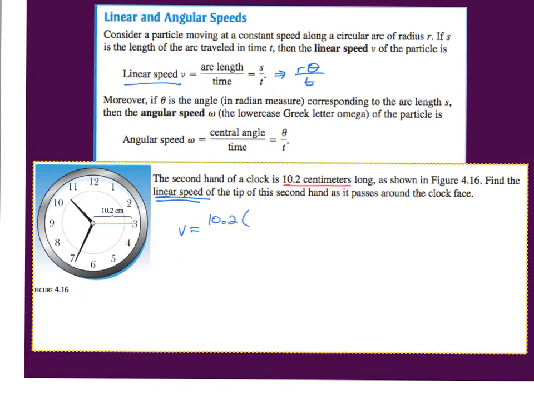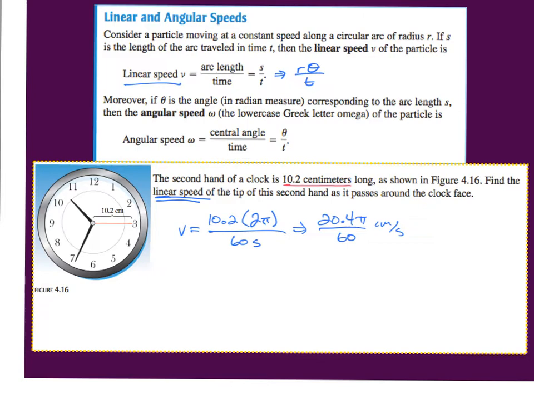Now, what's my theta? What does the second hand of the clock do? It moves all the way around the clock, right? So how far does it travel? 2 pi. It's not 360, it's 2 pi. Why is it 2 pi instead of 360? Because it's in radian mode. Over how much time did it take? 1 minute, or I'm actually going to say 60 seconds. So we end up with 20.4 pi over 60, centimeters per second.